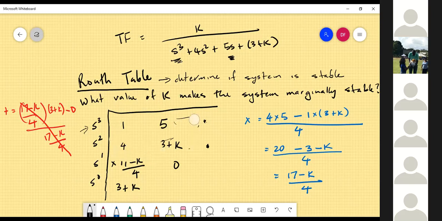I have a question. When I just started the table, you said 1 and 5 because they use the s cube, then I skip 1 and end up with the 5. And the s squared now is 4, and then you skip the 5. So why, when I reach s to the 1, do I not write down the 5, and then skip to the 3 plus k? No, we write down only the first two rows. Those are the written down rows. Oh, that is how it works. Every other row after that is calculated. Okay, all right.